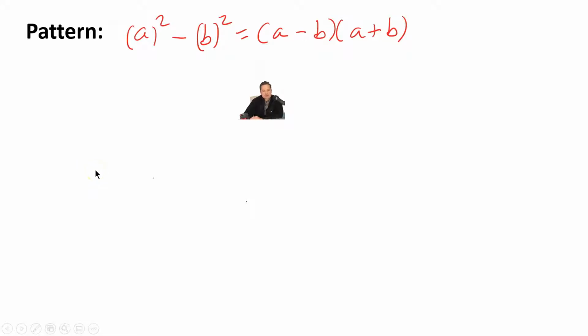Hello friends and welcome. Let's take a look at 8 examples, I believe, of factoring using the difference of squares pattern. So remember the pattern states a squared minus b squared equals a minus b multiplying a plus b. Let's take a look at some examples. So I have here the first one.